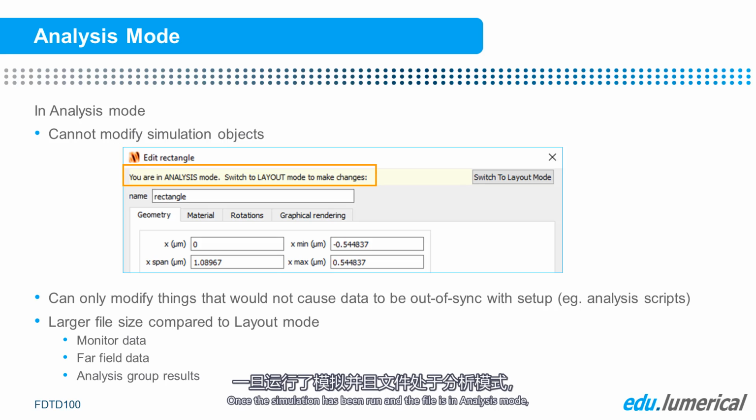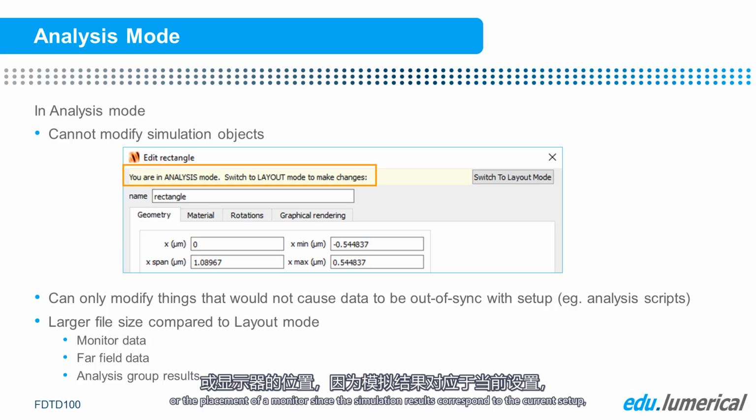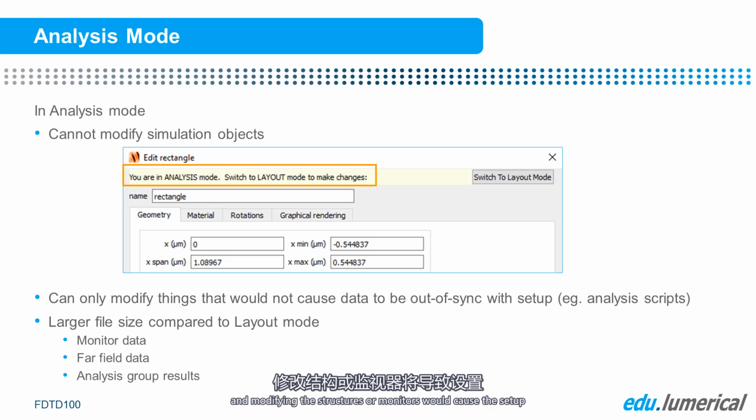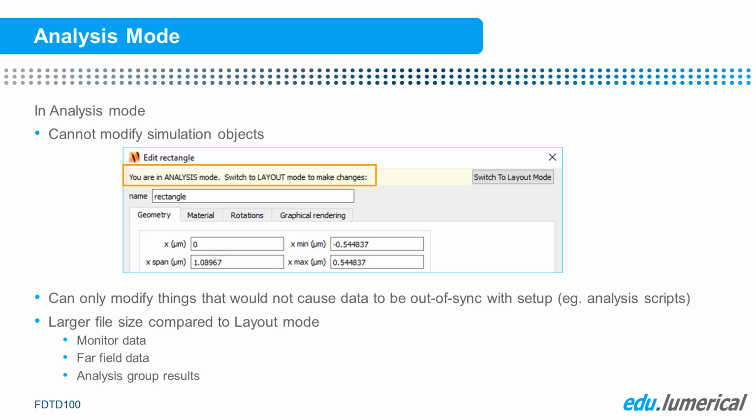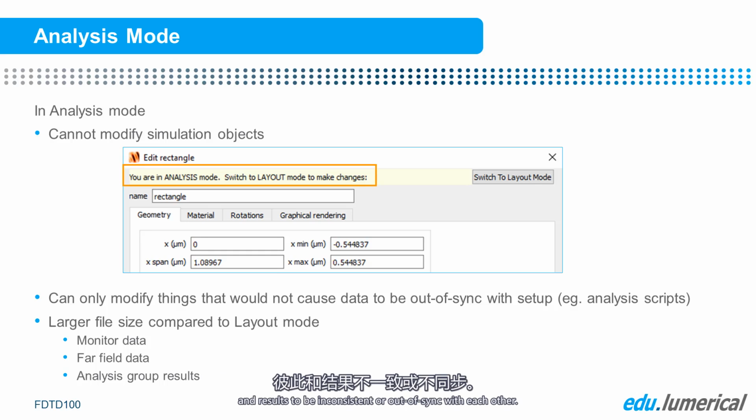Once the simulation has been run and the file is in analysis mode, it is no longer possible to modify the simulation setup properties such as the size or material of an object or the placement of a monitor, since the simulation results correspond to the current setup, and modifying the structures or monitors would cause the setup and the results to be inconsistent or out of sync with each other.